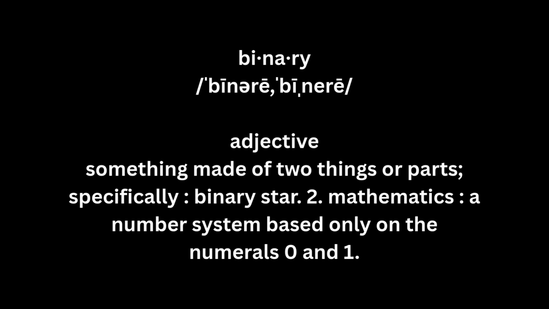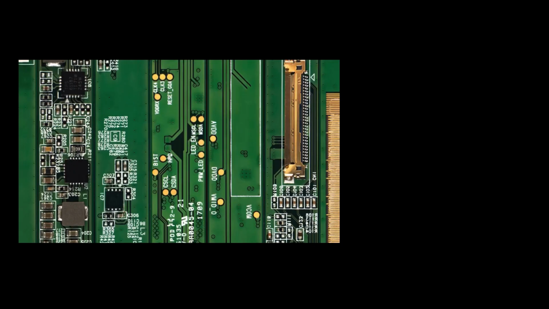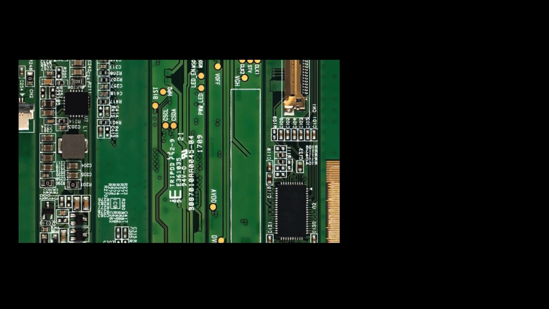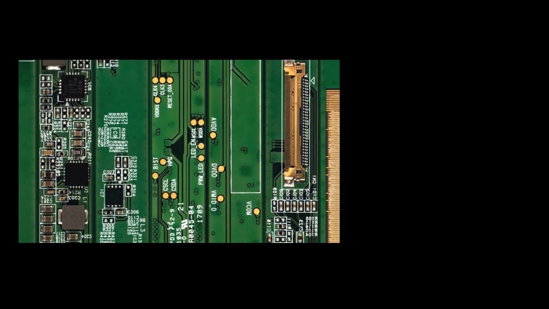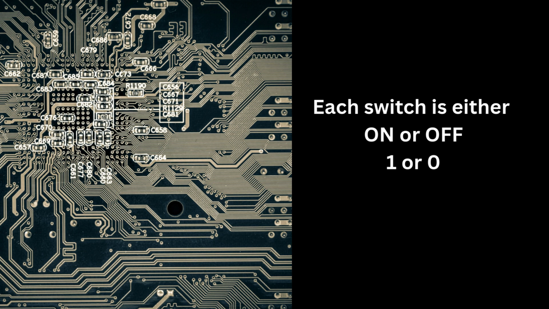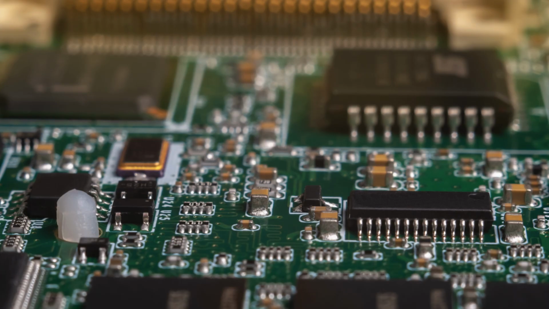Why do computers use binary? Well, computers are built from billions of tiny switches. Each switch is either off, represented by a 0, or on, represented by a 1. Binary is the perfect language for computers, just on and off, 1 and 0. Everything from photos, music, websites, even this video, is just a long string of 1s and 0s behind the scenes. You obviously don't see the 1s and 0s, but that's what the computer sees.